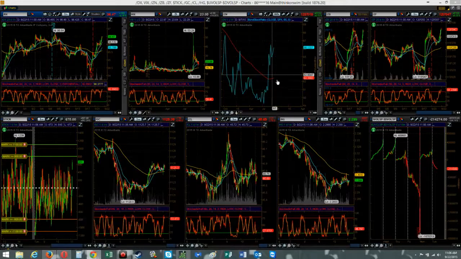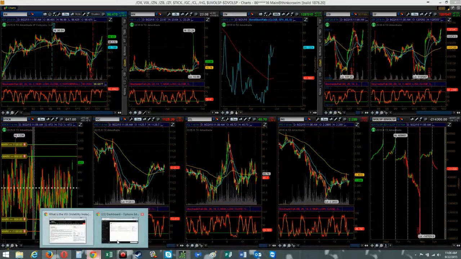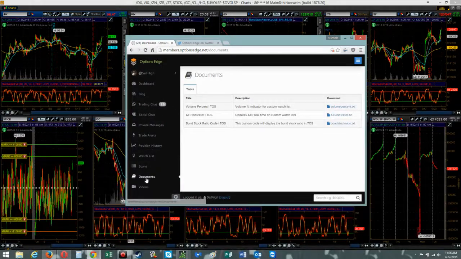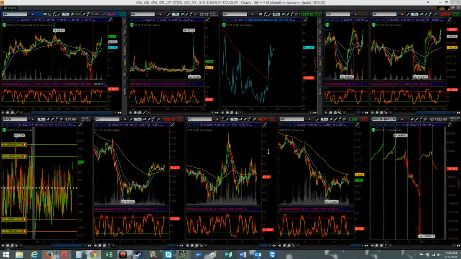Next up is the bond stock ratio. This one is a bit more complicated as far as the code goes, but if you want to get it in yours, you can find that in the documents section of our members dashboard. You see that right here, bond stock ratio code. Just input that into your ThinkScript and it'll come up.